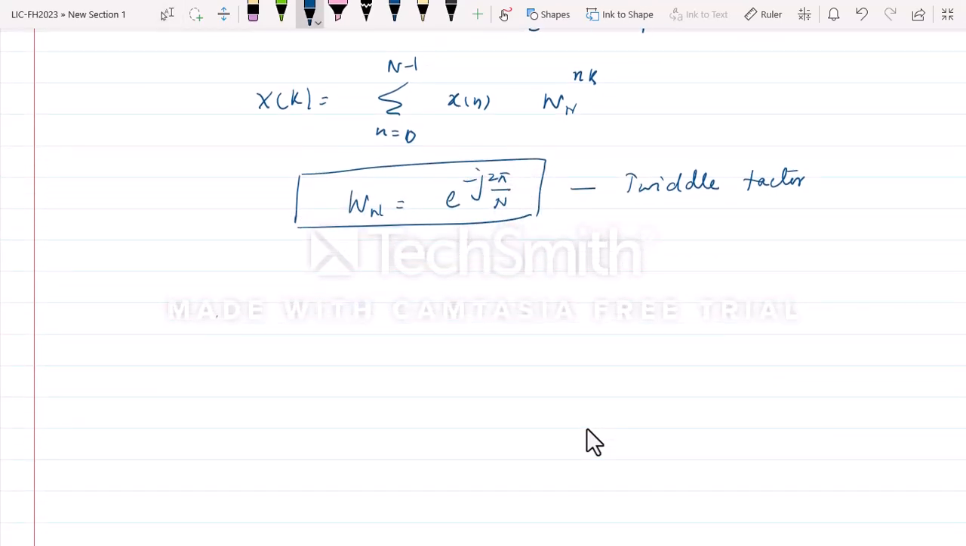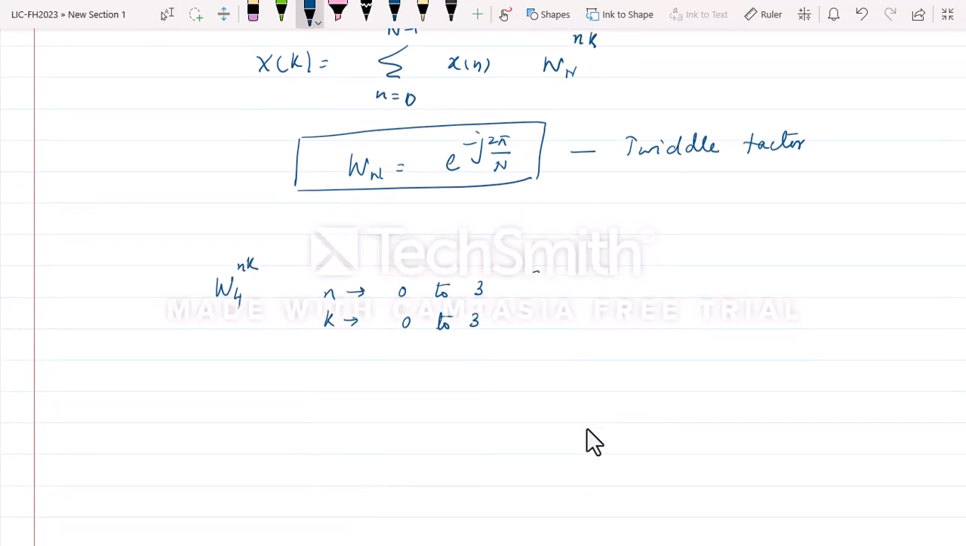So we'll start with finding W4. When I say W4 raised to nk, n ranges from 0 to N minus 1, that is 0 to 3. k also ranges from 0 to N minus 1, that is 0 to 3. So W4 nk will be a 4 cross 4 matrix. But let us find the values of this.